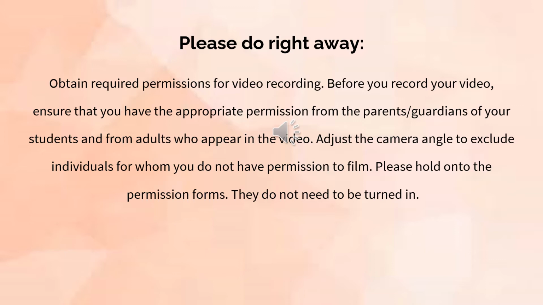You'll find the form that we use on your Blackboard course. For these videos, you want to make sure that you adjust the camera angle. If there are any students who did not give you the permission slip, so that we don't see them on camera, they can still be in class, but you can't see them or hear them.